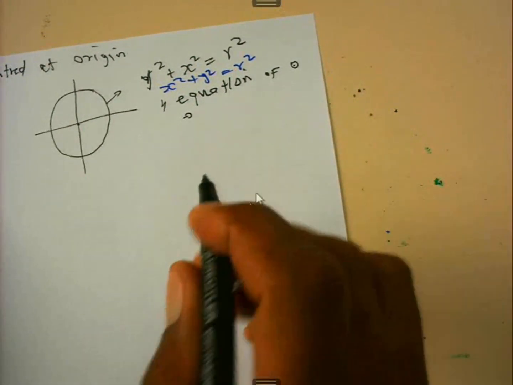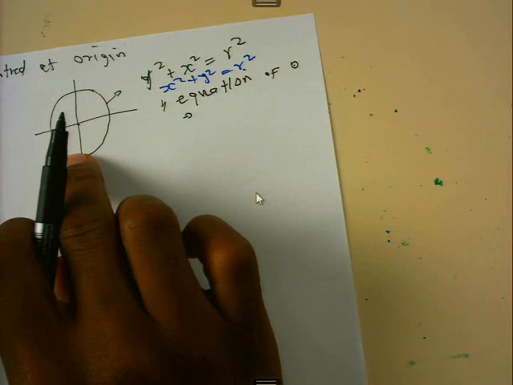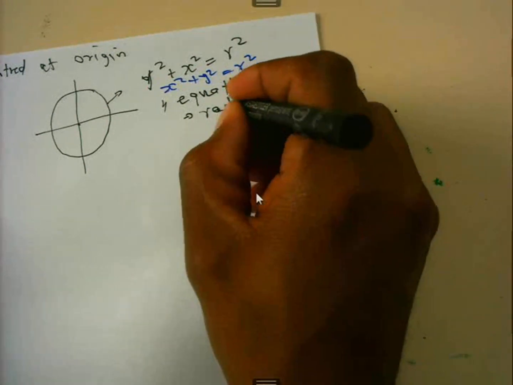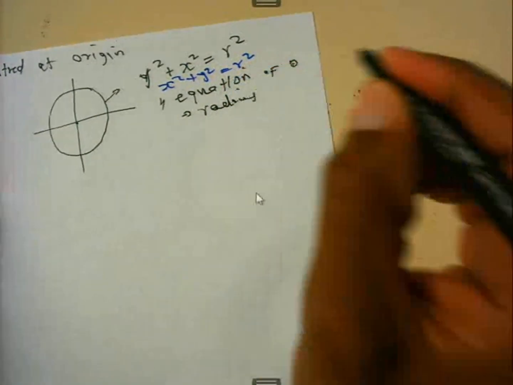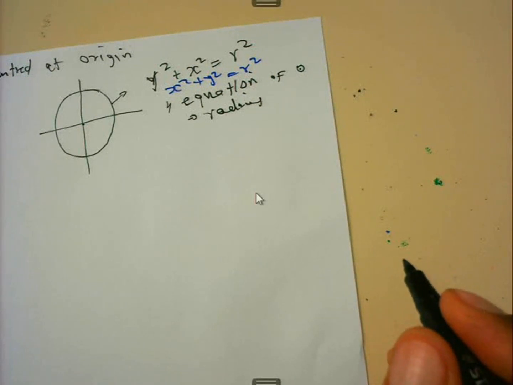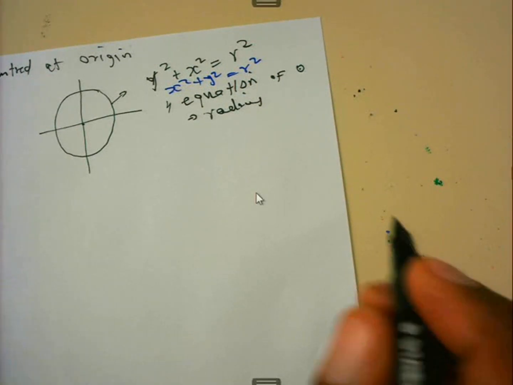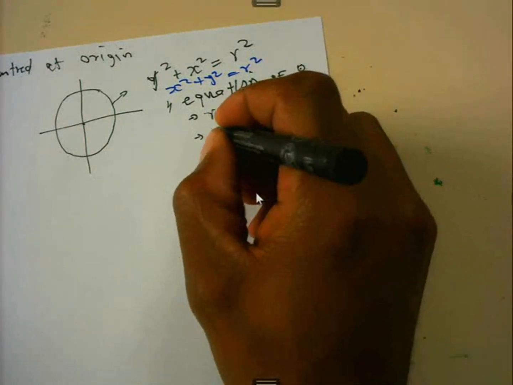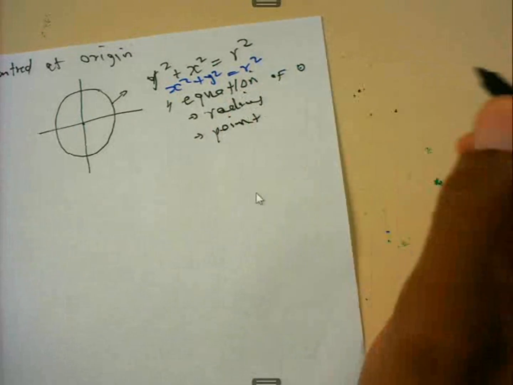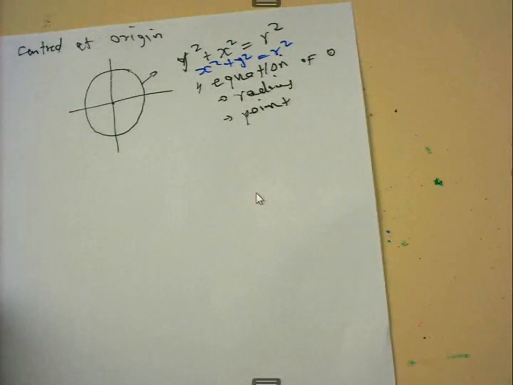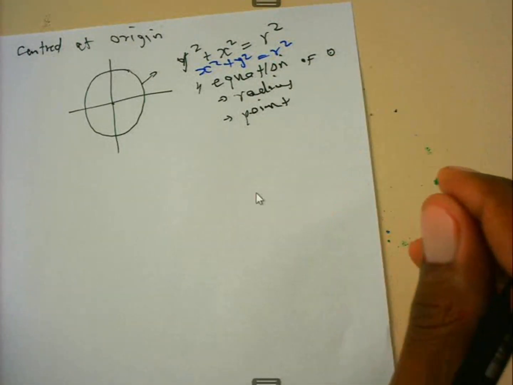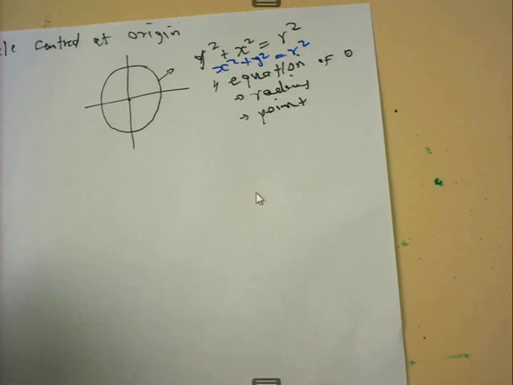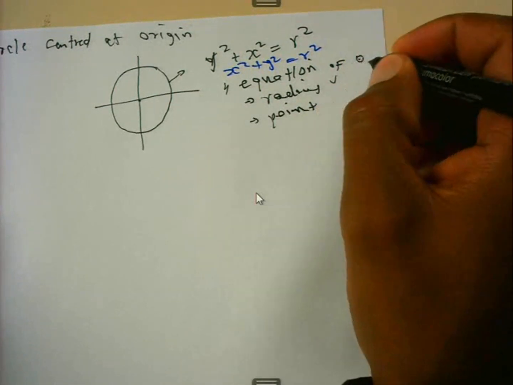Now, what is it that you need when you determine the equation of the circle? Because this circle is centered at origin, the first thing that you need is the radius of the circle, which is very, very important. Number two, if you don't have the radius, you need a point on the circle. Without one of these, you will not be able to determine the equation of the circle.